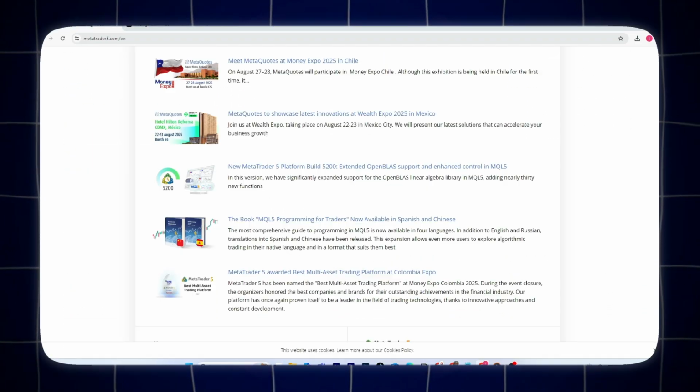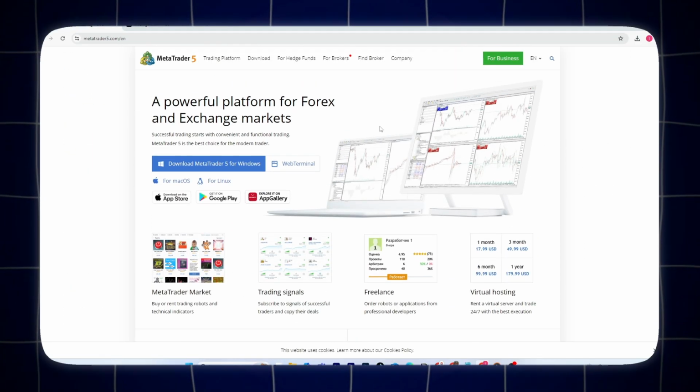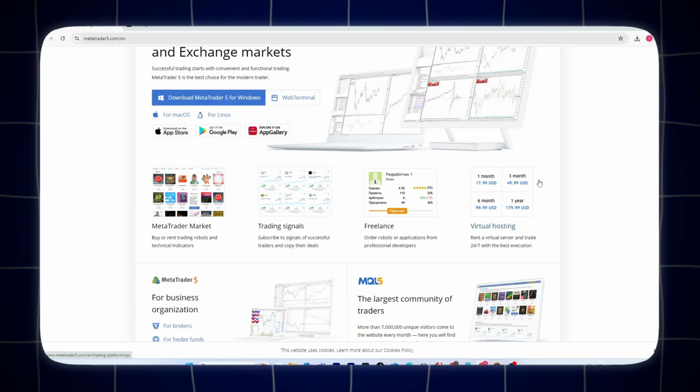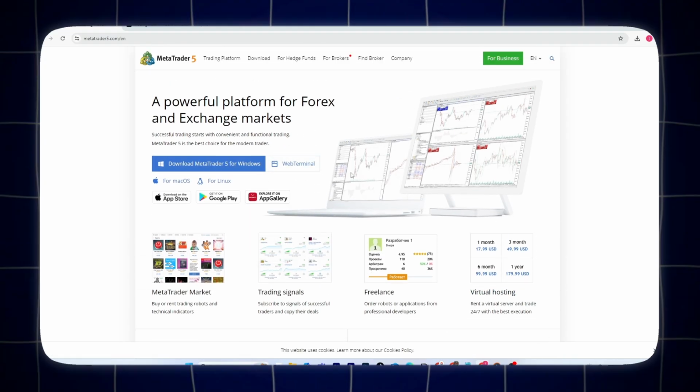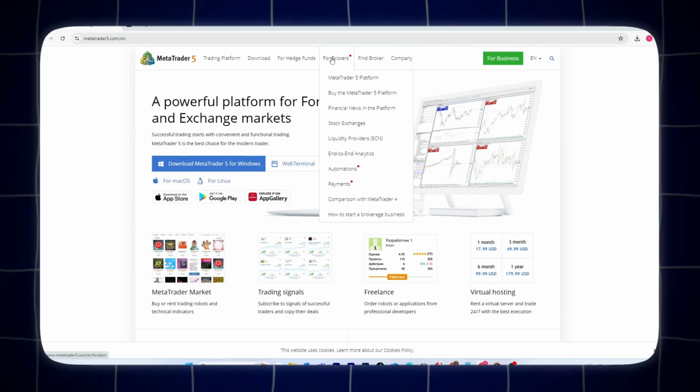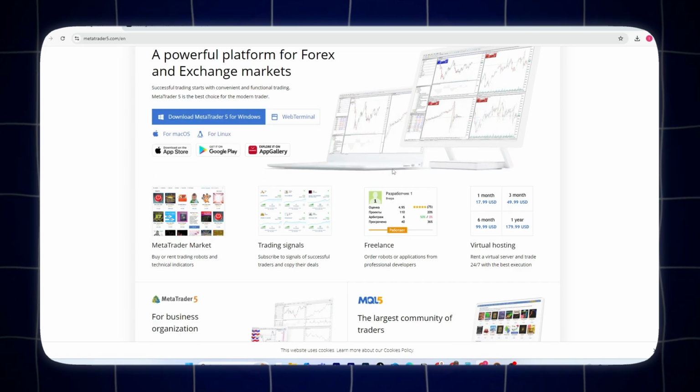MetaTrader 5, on the other hand, feels a bit old school in comparison, but what it lacks in design, it makes up for in raw power. If you're into automation or coding trading bots, MT5 is the clear winner. It comes with its own editor, so you can build scripts, expert advisors, and run algorithmic strategies with precision.